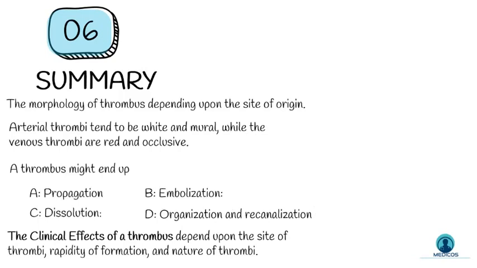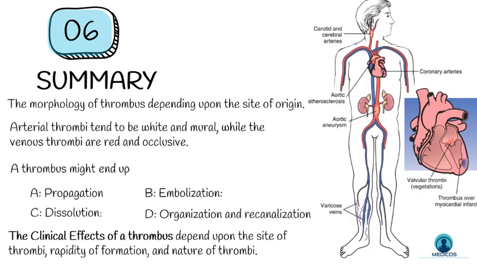To summarize, the morphology of thrombus depends upon the site of origin. Arterial thrombi tend to be white and mural, while the venous thrombi are red and occlusive. The thrombus might end up embolizing to other parts of the body, or it might dissolve by the fibrinolytic activity, or it might progress toward the heart or organize and recanalize and become subendothelial lumps. Clinical effect of thrombus depends upon the site of thrombi, rapidity of formation, and nature of thrombosis, and these are the most common areas of thrombosis.